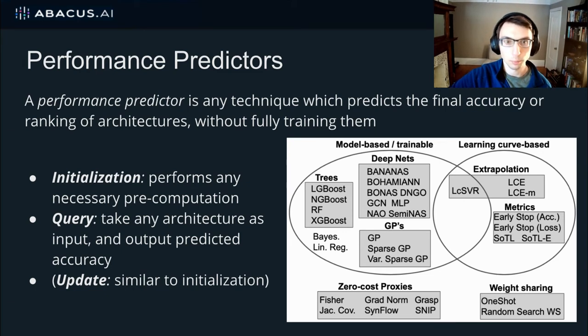But all of these predictors have two main methods. There's the initialization method, which performs any necessary pre-computation to set up the predictor. And then there's the query method that can take in any architecture as input and then outputs a prediction of that architecture's accuracy.